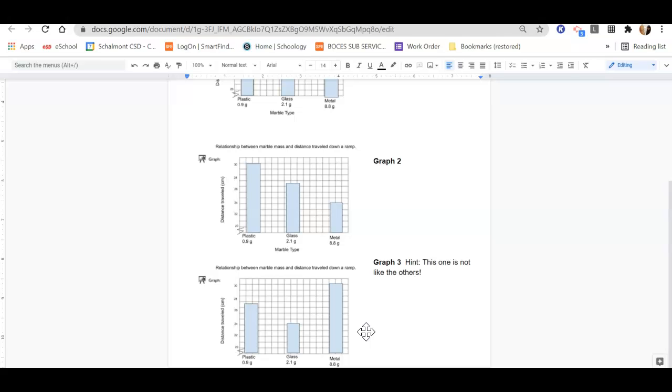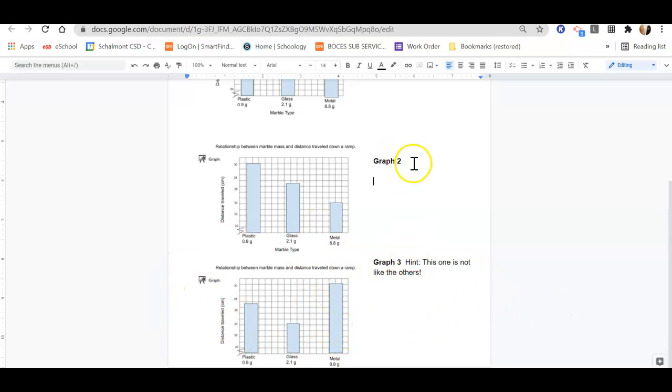We'd want to test many times, maybe more times. This is actually what a lot of people in class got, and it really shouldn't be. The metal should have gone the farthest, the glass should have kind of gone in between, and the plastic should have the shortest bar. But that's not what everybody saw. Maybe we need to do more trials.